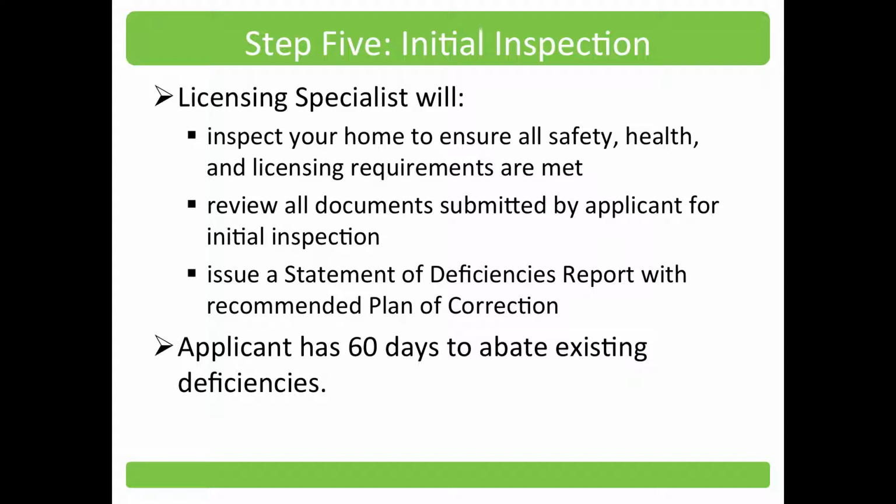Step 5. Initial inspection. Upon initial inspection, your licensing specialist will inspect your home to ensure all safety, health, and licensing requirements are met, review all documents submitted by the applicant for initial inspection, and issue a Statement of Deficiencies report with recommended plan of correction. Applicant has 60 days to abate all existing deficiencies.